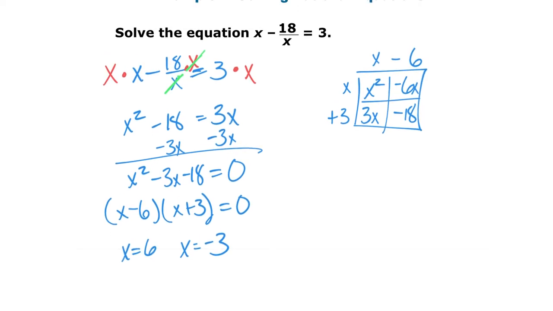Now with these, because we can't divide by 0, we always need to look back. It looks like x could be either 6 or negative 3. We're not going to be dividing by 0 if that's the case. And so those are our two solutions.